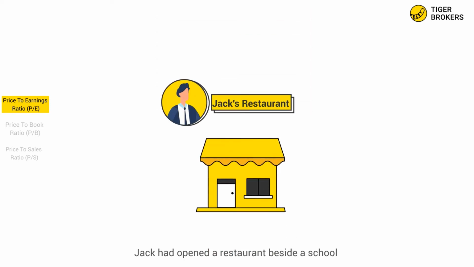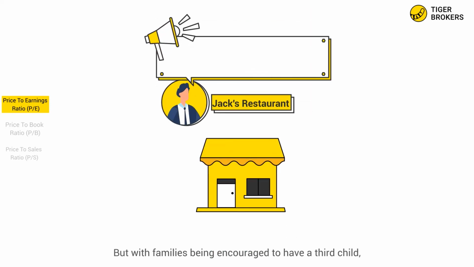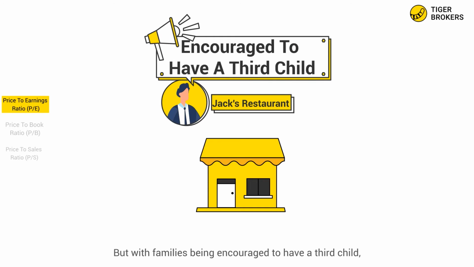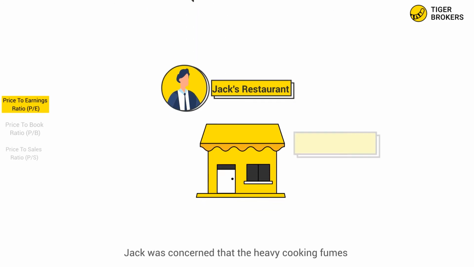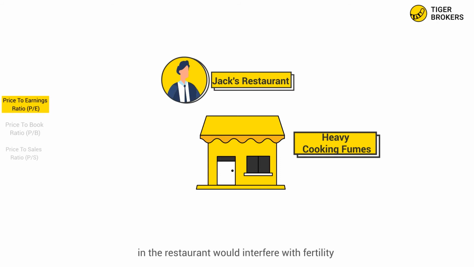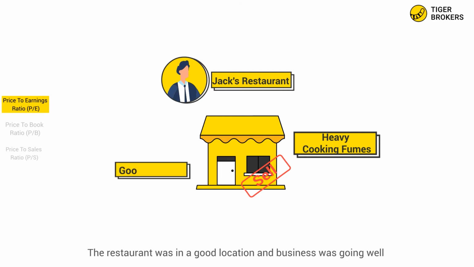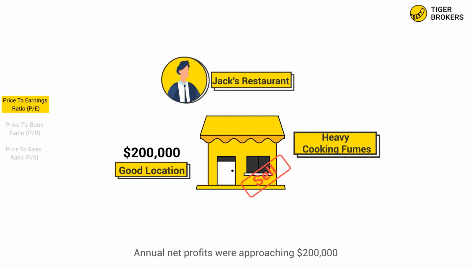Jack had opened a restaurant beside a school, but with families being encouraged to have a third child, Jack was concerned that the heavy cooking fumes in the restaurant would interfere with fertility. So he decided to sell up. The restaurant was in a good location and business was going well. Annual net profits were approaching $200,000.